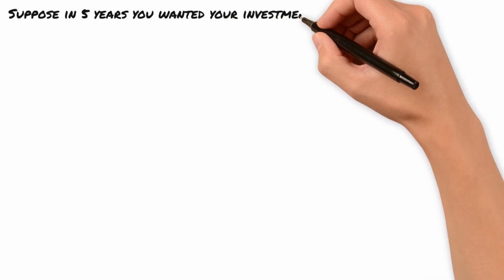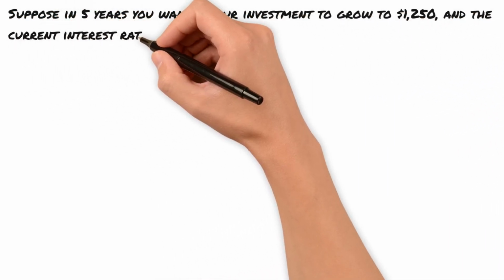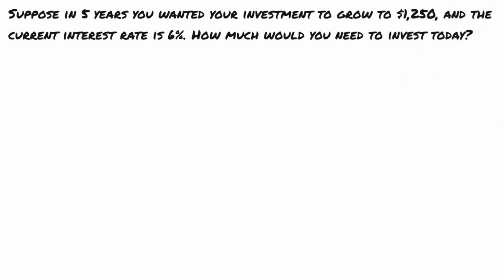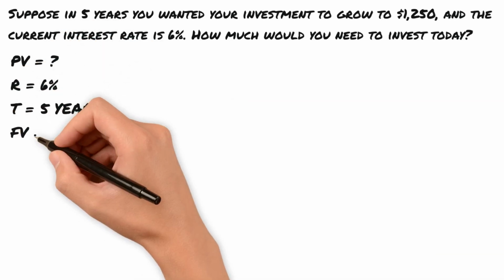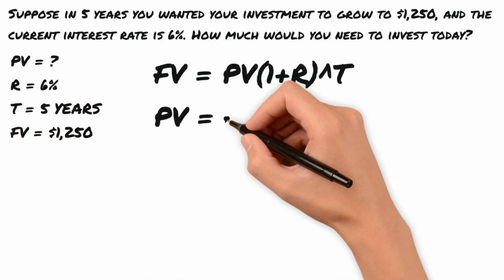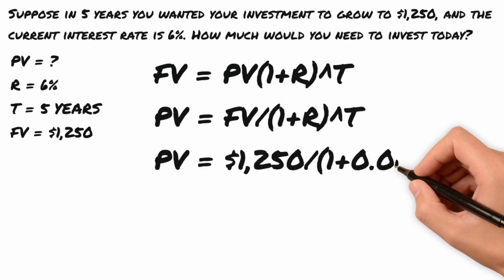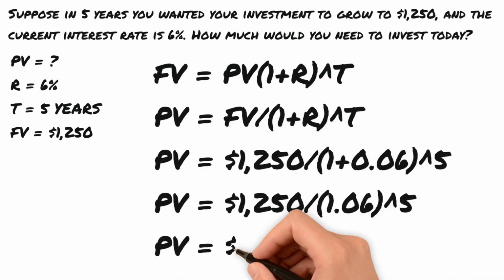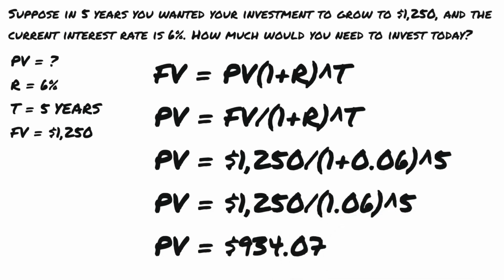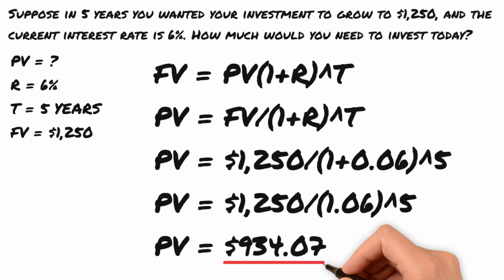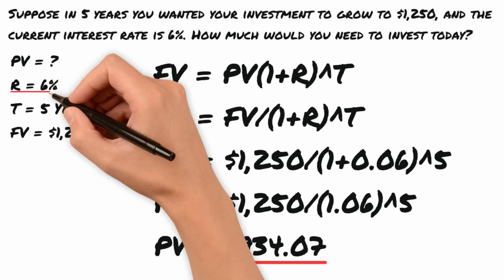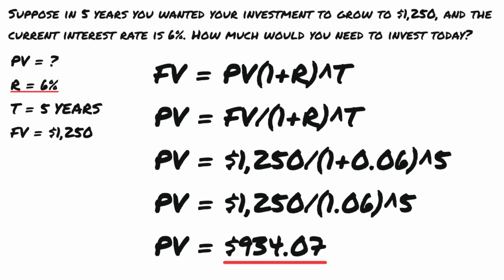Now let's calculate present value. Suppose in 5 years you wanted your investment to grow to $1,250, and the current interest rate is 6%. How much would you need to invest today? For the present value formula, we rearrange the future value formula and isolate present value. Plug the givens into our formula, calculate and simplify, and we will end up with $934. Meaning, you need to invest $934 today at a 6% interest rate in order for it to grow into $1,250 in 5 years.